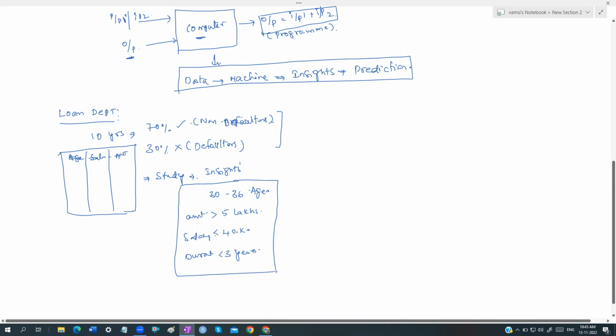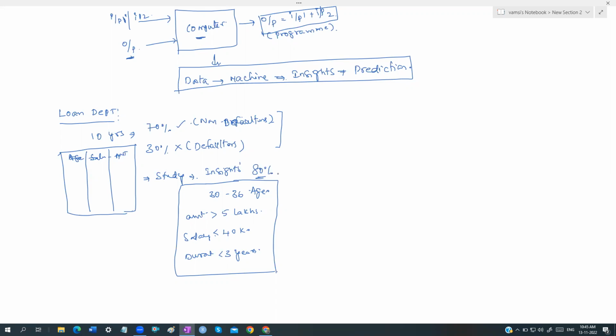Exactly, I cannot say that this is the actual data, but most of the defaulters, for example 80% of the defaulters we see, their age is between 30 to 36 years. Their loan amounts are going to be more than 5 lakhs. Their salaries are less than 40K and their loan duration is going to be less than 3 years, for example.